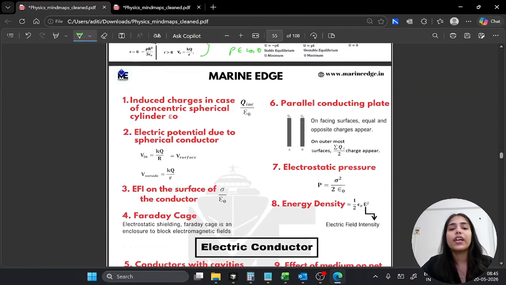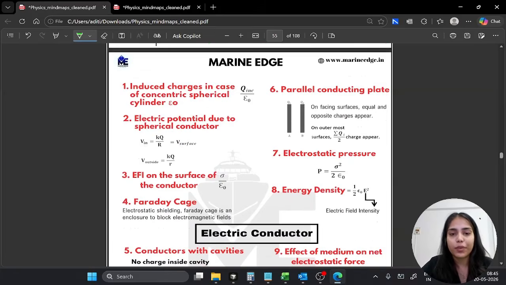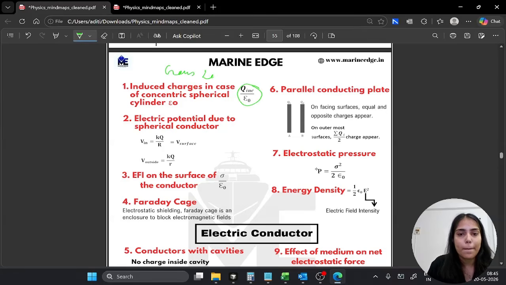Now, induced charge in case of a concentric sphere. If there is a concentric sphere inside it and you are trying to induce some charge, it is Q enclosed by epsilon naught, like we discussed in Gauss law. Now, electric potential due to a spherical conductor. If you have a spherical conductor, the formulas are the same as we discussed previously.